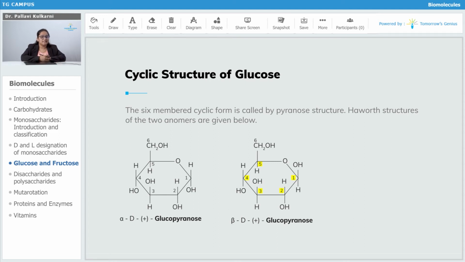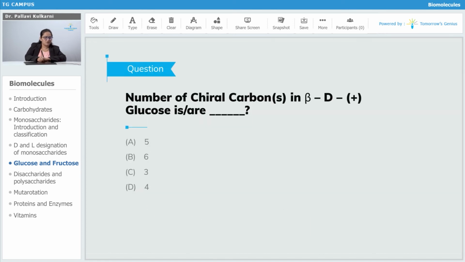But if you see the open structure of glucose, it does not have 5 chiral carbon atoms, it has 4 chiral carbon atoms. Let us see why I am saying that. For that purpose, I am again going to draw the structure, that is the open structure of D glucose, where the hydroxyl group is on the right hand side of the penultimate carbon atom.